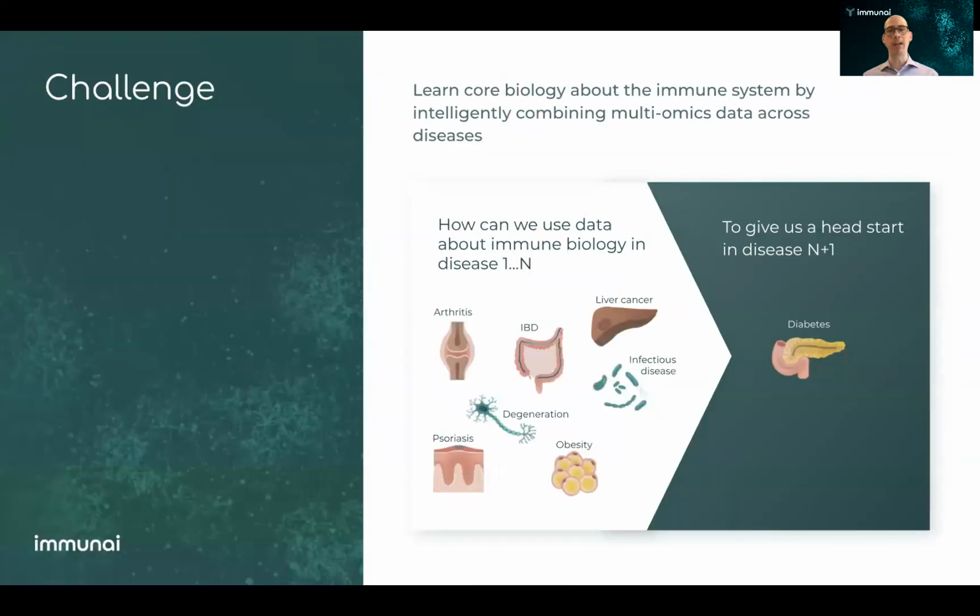So the challenge in this enterprise is learning enough core biology about the immune system so that when we study the previous N diseases, it gives us a major head start when we want to start the N+1. The fundamental assumption here is that the immune system has many similar attributes in how it behaves in arthritis, irritable bowel disease, cancer, infectious disease, psoriasis, as examples, which allows us to understand how it's behaving in, let's say, diabetes, without having to start from scratch again.